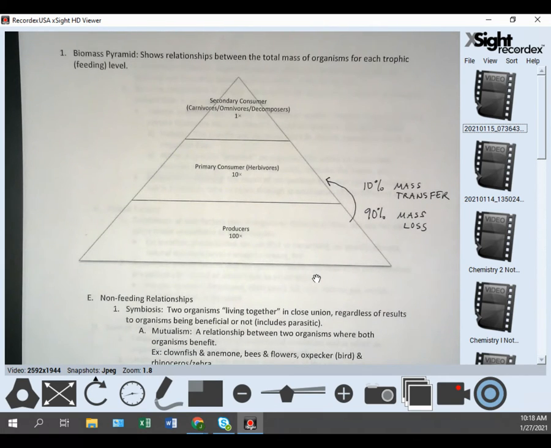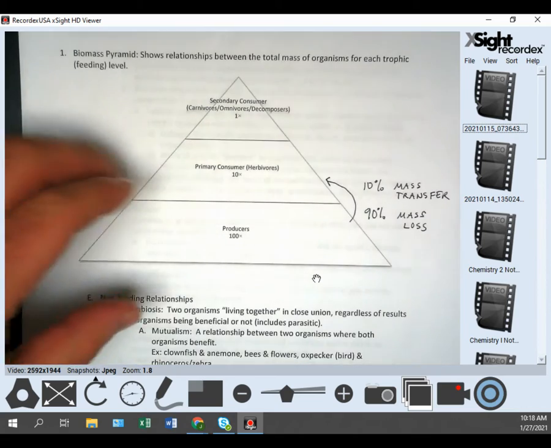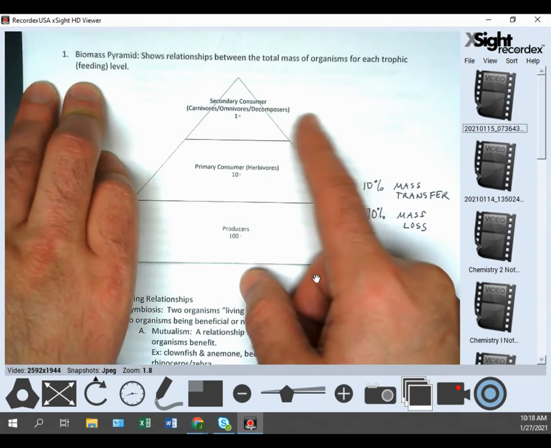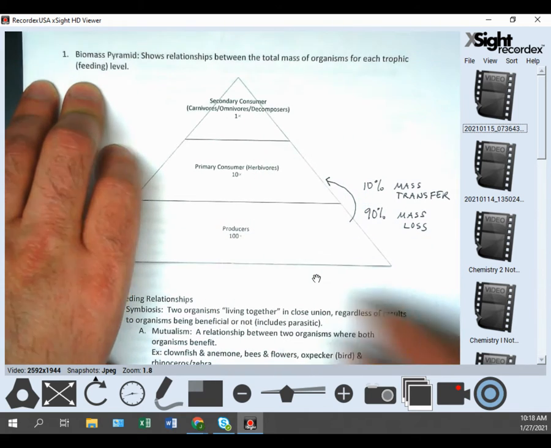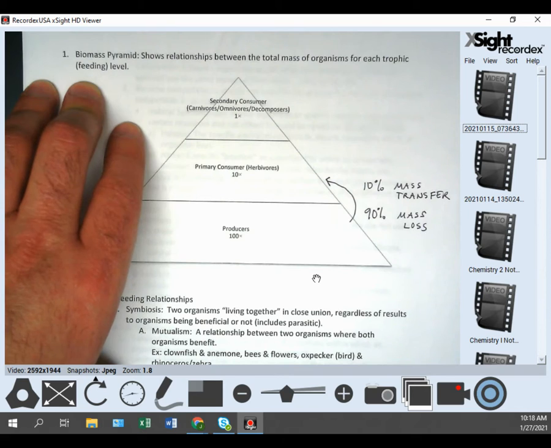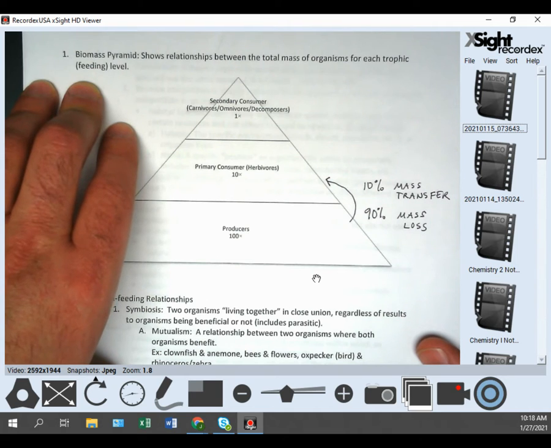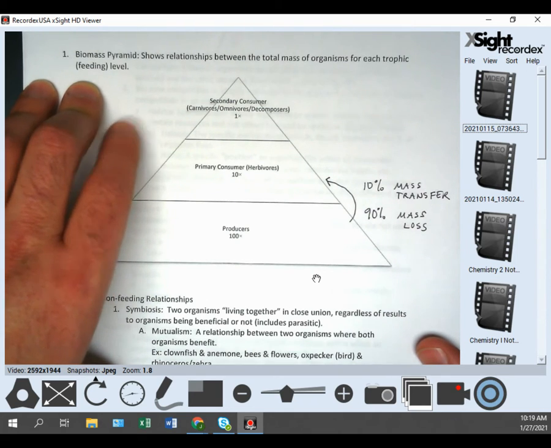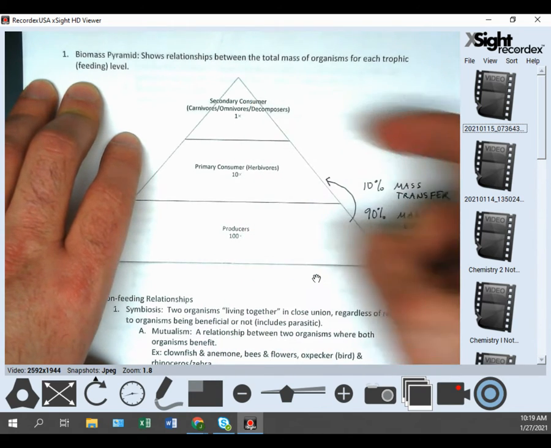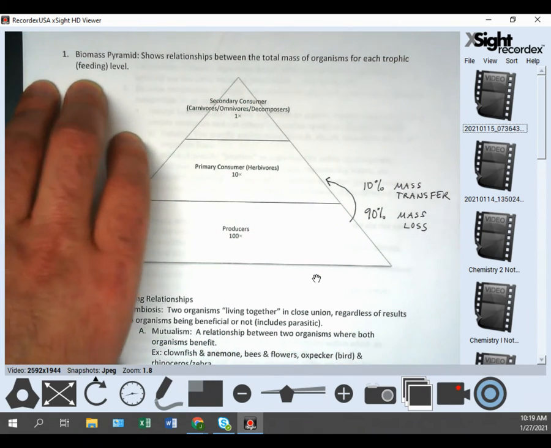Let me ask you this. Give me an example of a secondary consumer. Any secondary consumer. Riley, give me one. I don't care what. Rabbit. Okay. Oh, rabbit would be primary. A wolf. Okay. So a wolf.